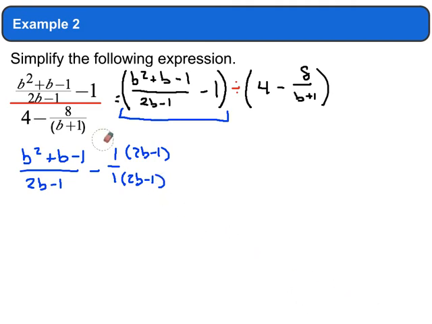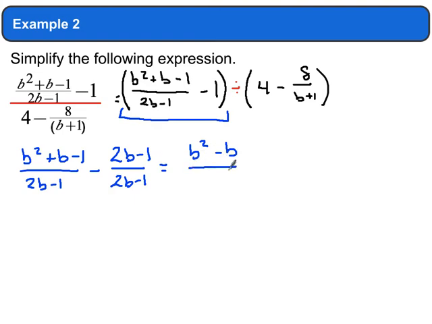So by doing that, that essentially turns this fraction right here into 2b minus 1 over 2b minus 1. Now I have common denominators, so b squared, b minus 2b is negative b, and negative 1 minus negative 1 is going to be 0. So that leaves me over 2b minus 1. So this is that first fractional result. We'll put that in parentheses so it stays together. Now let's address the other one.